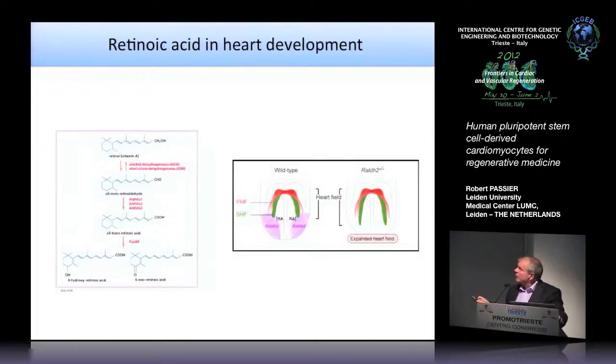So what has been shown is that retinoic acid plays a very important role in heart development, and this is also something that we have tried in the human embryonic stem cell differentiation protocols. So this is the pathway where vitamin A leads to retinoic acid, and the main enzyme for that is RALDH2. And it's also known that retinoic acid is important for restricting the cardiac progenitor cells, as shown here. In an example where you have a RALDH2 knockout, you can see that there's expansion of the heart field. So, there are multiple studies showing that retinoic acid is important for cardiac development.